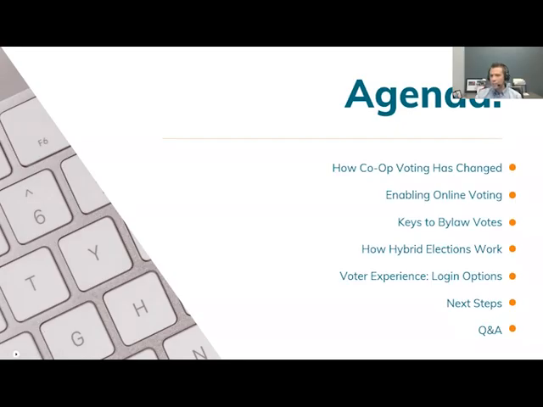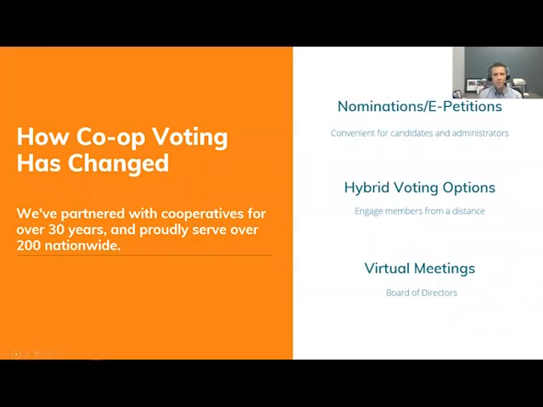So with that, we thought a good place to start was to address the elephant in the virtual room, so to speak, and talk about how co-op voting has changed in the last year. And to be honest, it's changed a lot in the last 3 to 5 years, with a lot of organizations adding mail-in balloting or adding electronic voting. But once we got into 2020 last year and the pandemic set in, it really fast forwarded the timeline for a lot of organizations to make those changes.